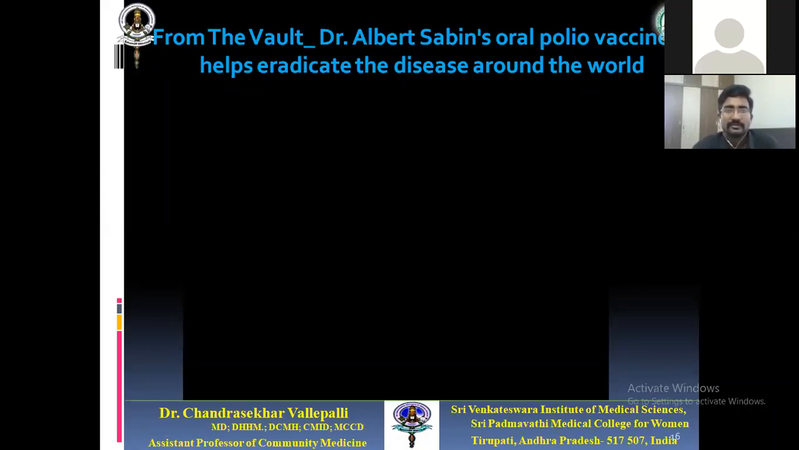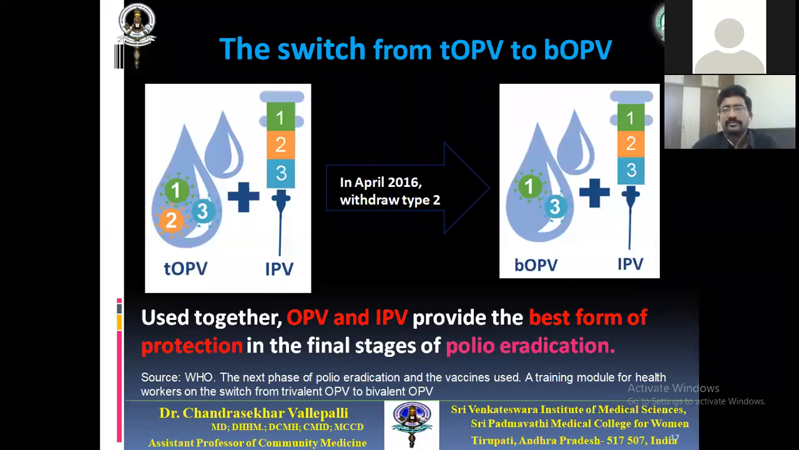Okay. So we'll move into how trivalent OPV was switched to bivalent OPV. In the first figure, you can notice a big bubble, which has all the strains, 1, 2, and 3. Then coming to the second picture, in April 2016, they withdrew type 2 due to different reactions or side effects, to minimize the effects and to improve the efficacy. Then they gave types 1 and 3. This is called the switch in oral polio vaccine, right?